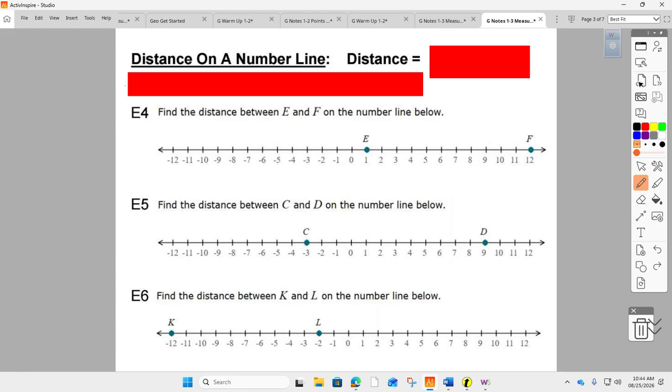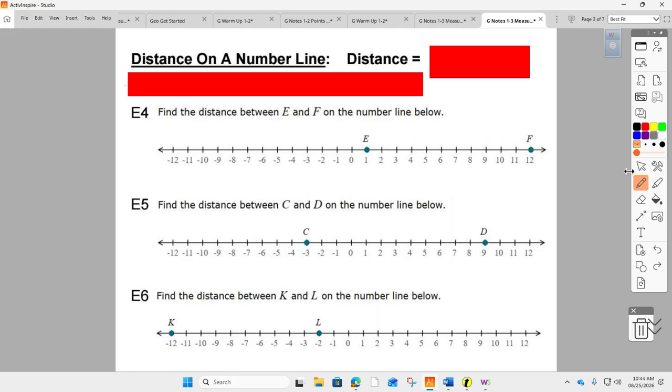All right, the next thing we're going to talk about is finding the distance between 2 points on a number line. So, if you can see the 2 points on the number line, one of the ways is just to count the distance between them. Does that make sense? We want to know the distance between point E and point F. Point E is at 1 on the number line, point F is at 12. We can just count, right? So it's 11 units between 1 and 12.